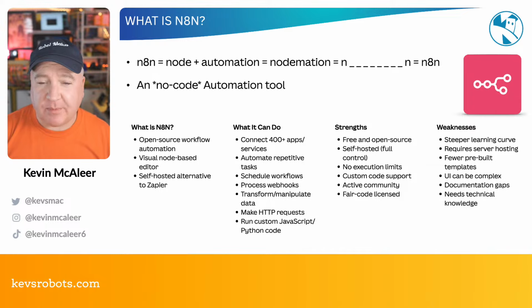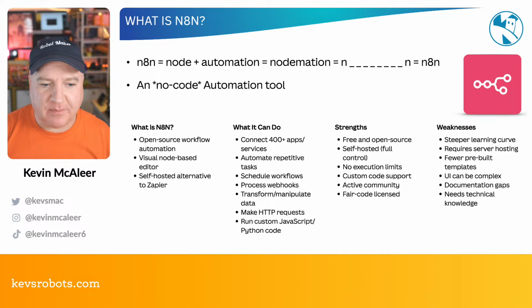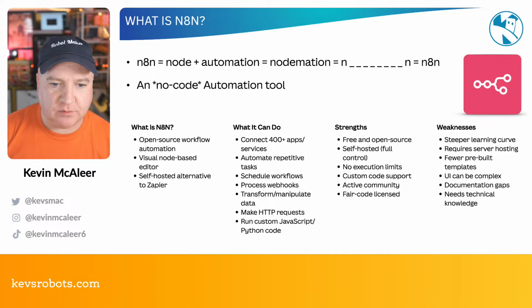You can automate repetitive tasks. You can make it do things for you. You can schedule workflows. You can process webhooks if you know what they are. You can transform and manipulate data very easily. You can make HTTP requests. That means you can call out to other web services, and you can run custom JavaScript or Python, which is quite cool. Strengths of it are it's free and open source.